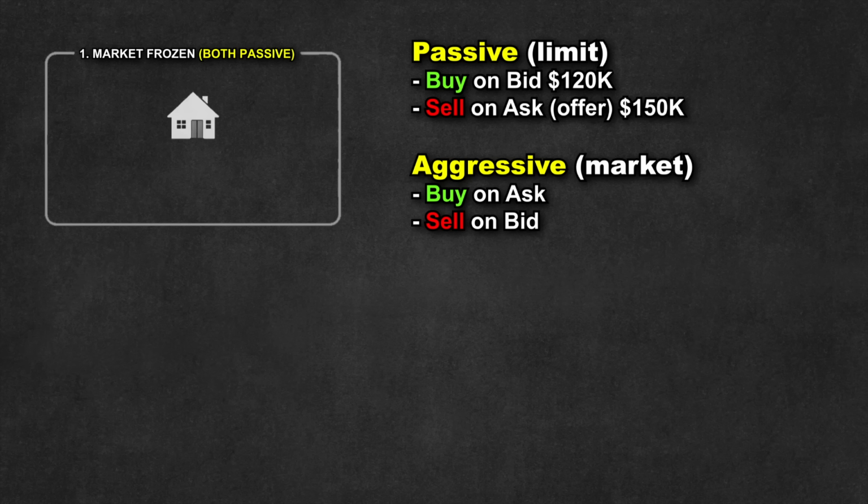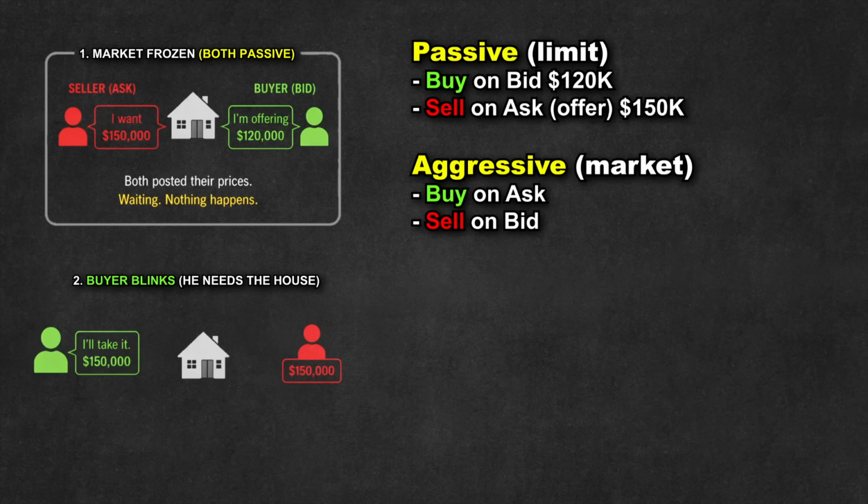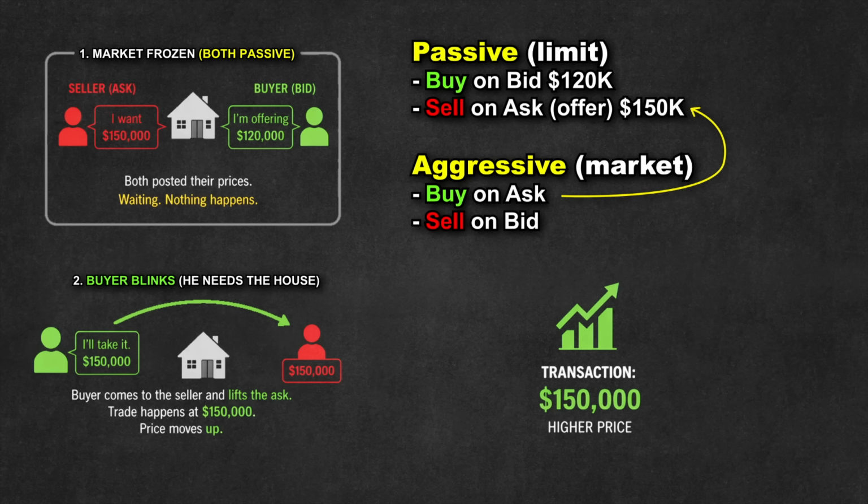Think about selling a house. You want $150,000, a buyer is offering $120,000. Both of you are passive. You've posted your prices, you're waiting. The market is frozen. Nothing happens. Until someone blinks. The buyer gets impatient. He needs that house. He accepts your $150,000. He came up to you. He lifted to your ask. Transaction done at the higher price. Price moved up. He became the aggressor.